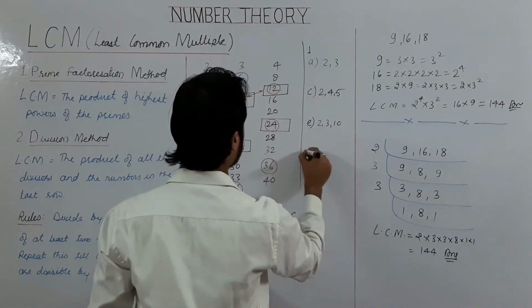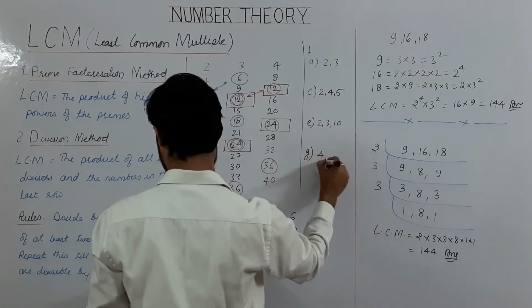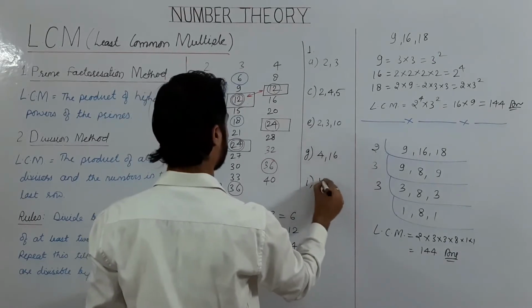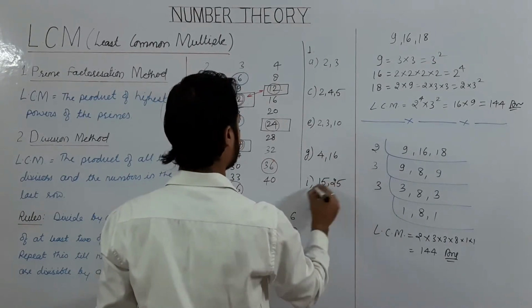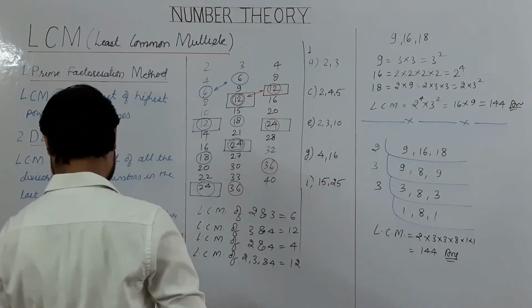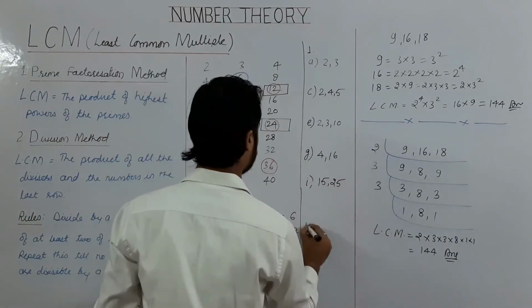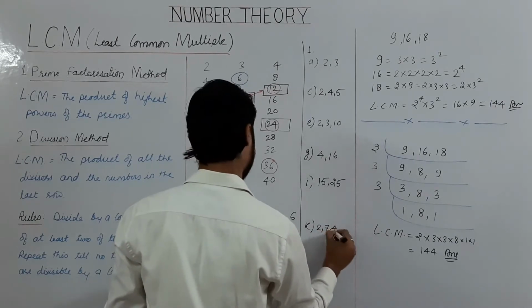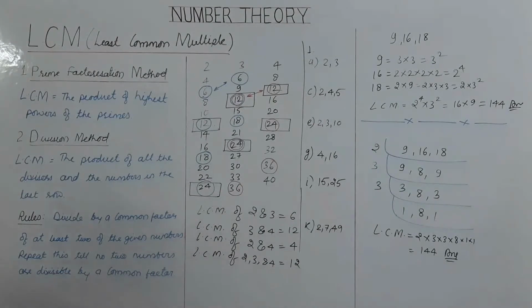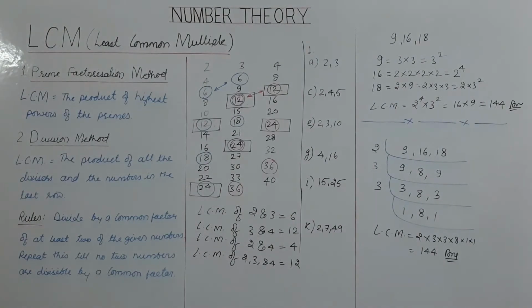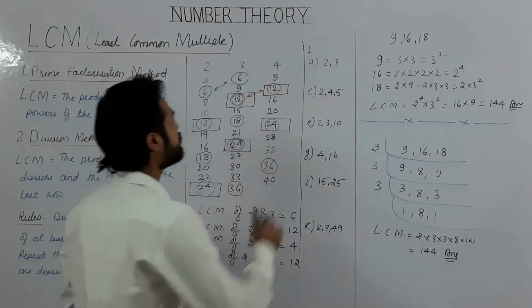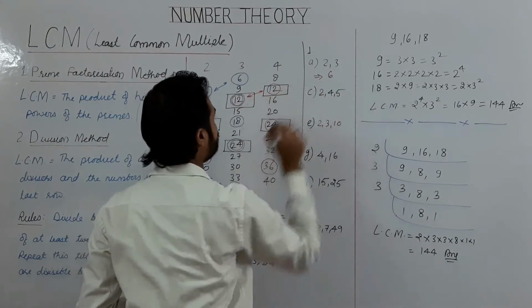G, 4 and 16. I, 15 and 25. Then K, 2, 7, 49. So first set 2 and 3. LCM of 2 and 3. We know the answer. 2 and 3, LCM is 6. So 6 is the answer.